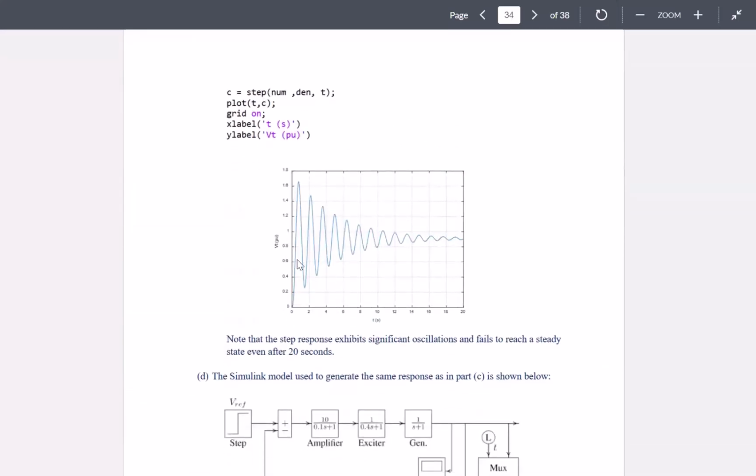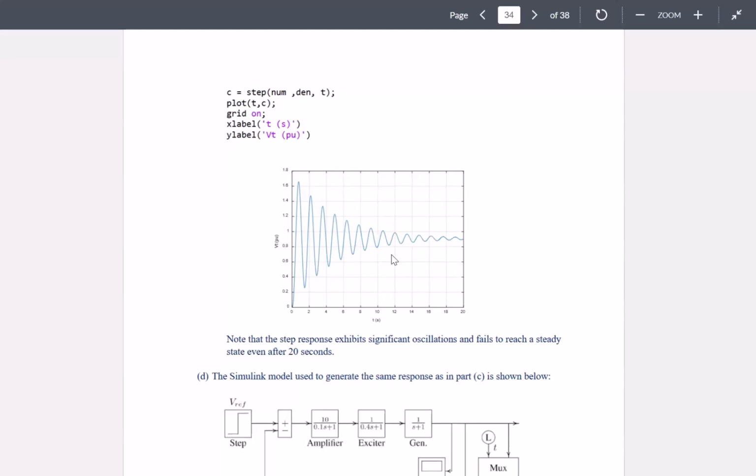Now, if you go ahead and plot that step response using the step function in MATLAB, here is what you see, the terminal voltage. You command 1, you get to something lower than 1, and it takes almost 20 seconds. And after even 20 seconds, you've not reached a steady state condition. You can see some oscillations. So obviously, this is not showing a relatively stable response.